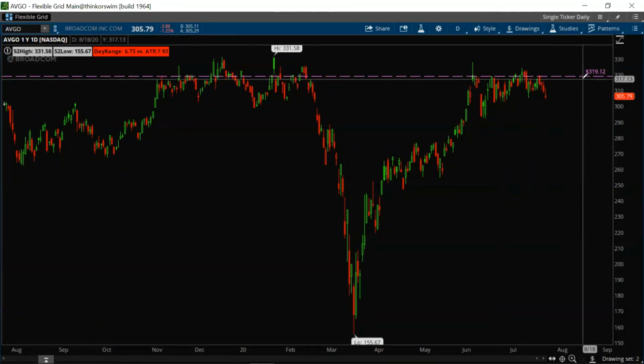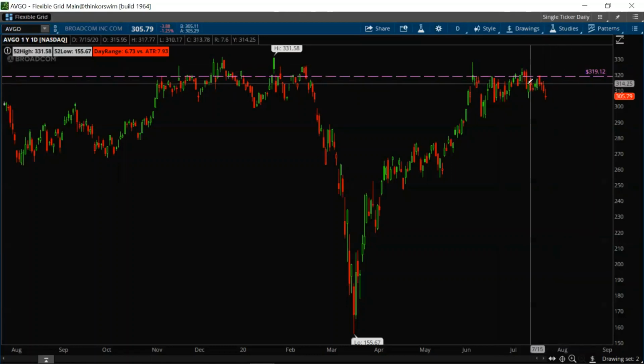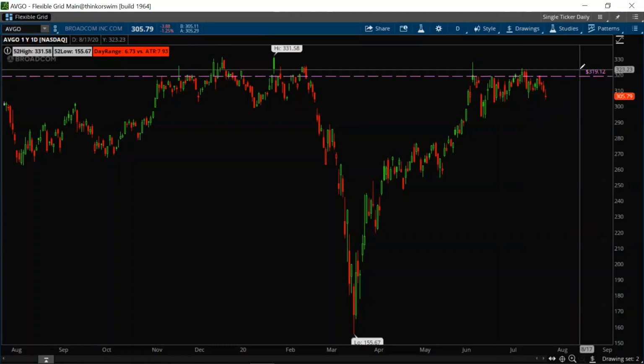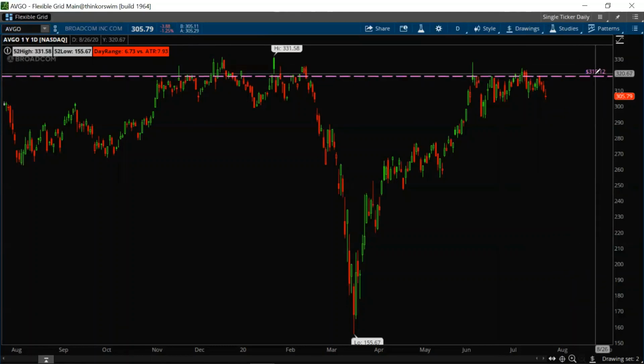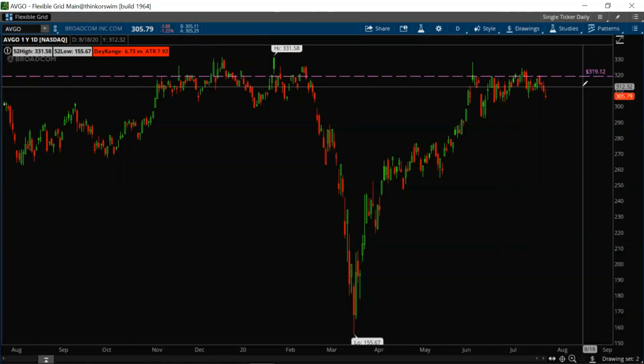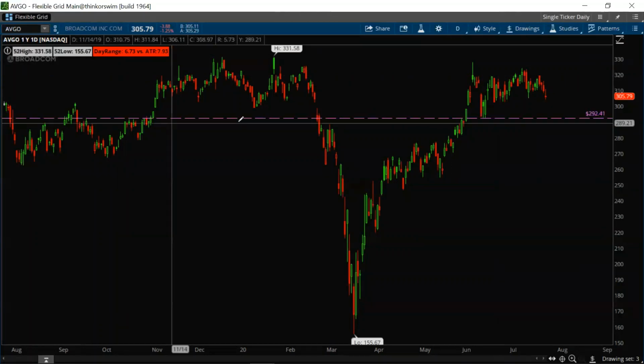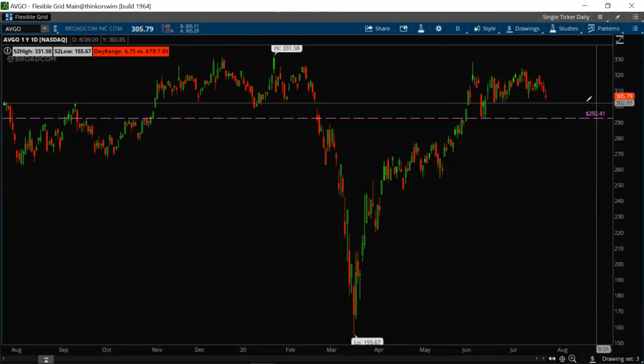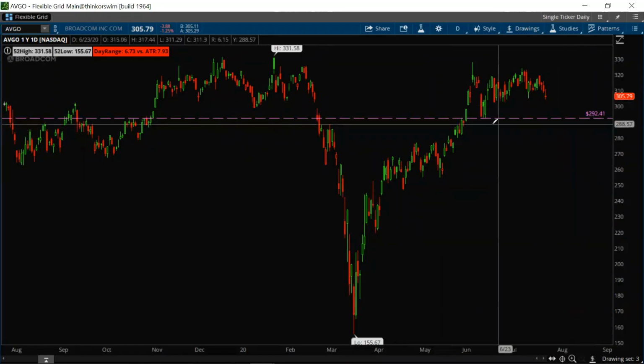Remember, these are just levels. They're not specific numbers. Since it's pretty close to 319, we can round it off there. Since this one moves pretty big, we can round it off to 320. But if it's anywhere in this area here, that's where I'm going to start to look for taking the position off the table.